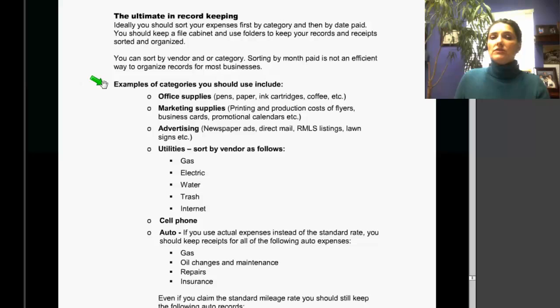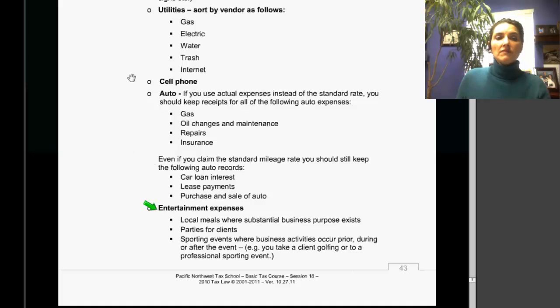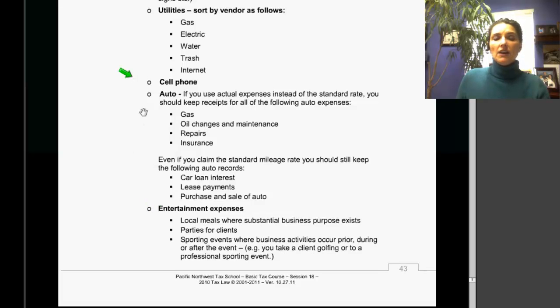But examples of categories you should use include office supplies. And what would you put in that category? Well, things like pens, paper, ink cartridges, coffee, etc. Marketing supplies: printing and production costs of flyers, business cards, promotional calendars, etc. Advertising includes things like newspaper ads, direct mail, real estate management listings, lawn signs, etc. Utilities, sort by vendor as follows: gas, electric, water, trash, internet. Cell phone is another category in and of itself.